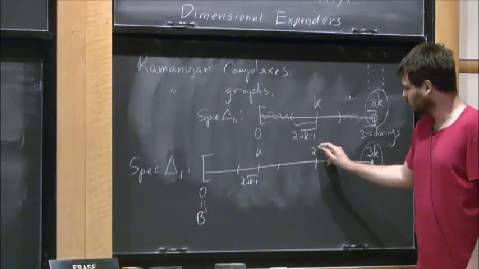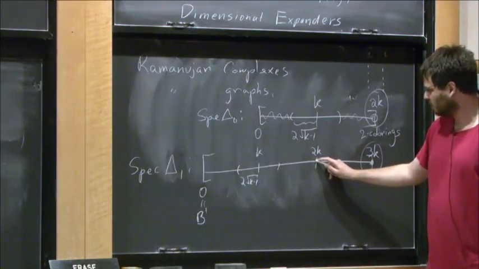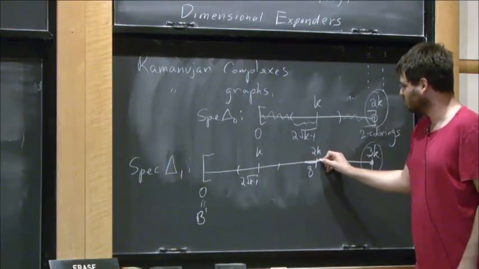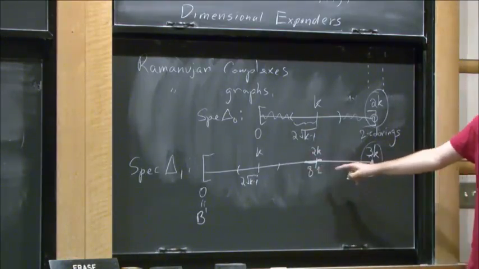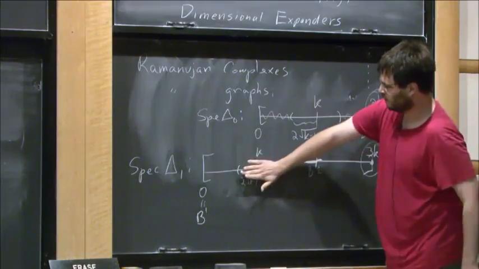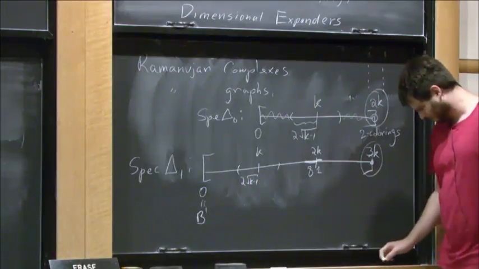And you have another strip around 2k, which is very, very narrow. It looks like 8 here and 1 here: 2k minus 8, 2k plus 1. And most of the spectrum is here, but you have a small part here.